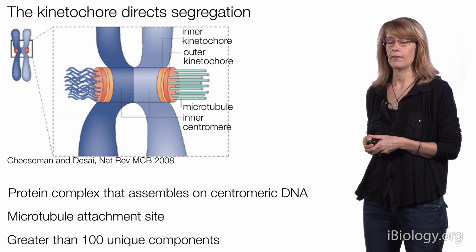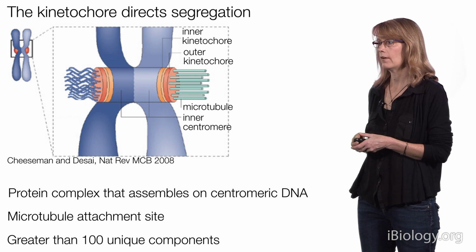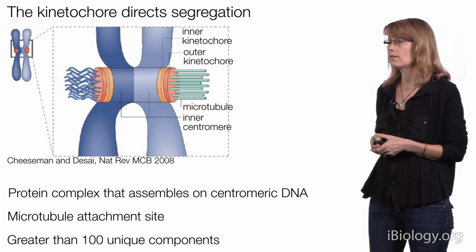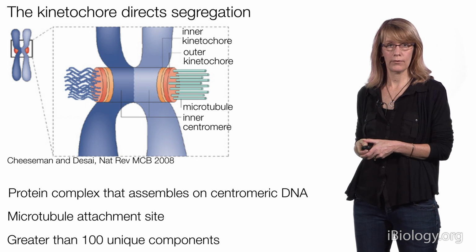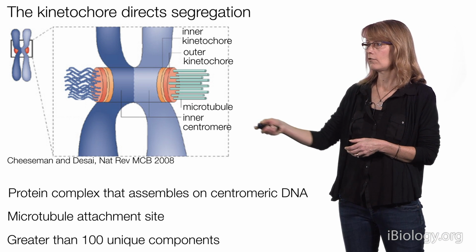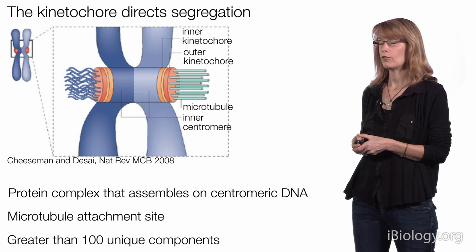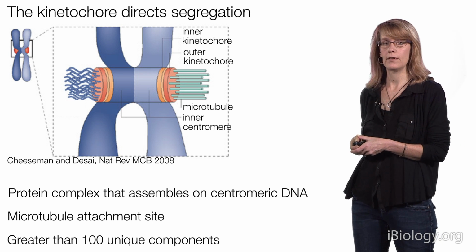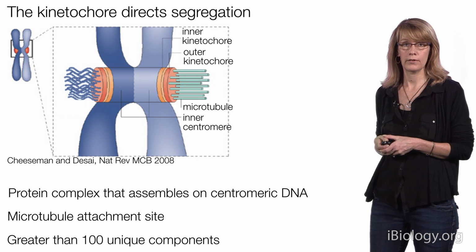Now, the kinetochore, as I said, is the structure that directs segregation. This is a really enormous protein complex that assembles on centromeric DNA. This is just a cartoon where you can see the kinetochore. The centromere I'm going to define as the DNA on the chromosome where the kinetochore forms. In this image, you can see that the inner centromere is the underlying DNA. Then there's an inner kinetochore, which are the proteins that directly bind to the centromeric DNA. And then there's a whole other layer of proteins that assemble onto that, and they form the outer kinetochore, and that is the microtubule attachment site.